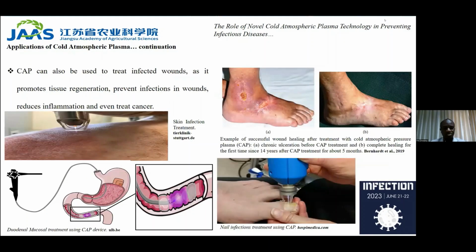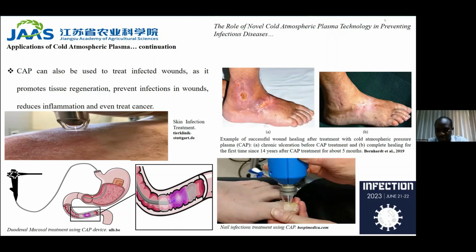Also, it is used to treat infected wounds, as it promotes tissue regeneration, prevents infection in wounds, reduces inflammation, and can even treat cancer. This picture is an example of simple wound healing after treatment with cold atmospheric plasma.